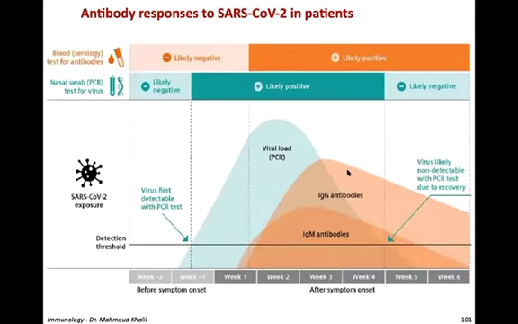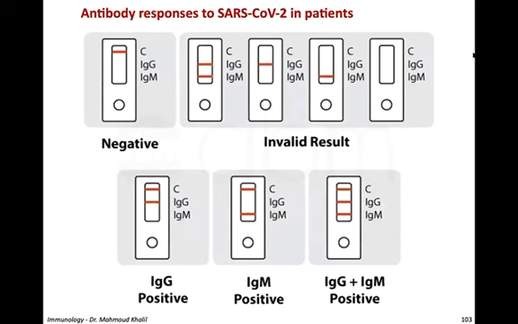This is the region, of course, where you can detect both antibodies. By the end of week 6 and so on, you can only detect immunoglobulin G. You can detect immunoglobulin M early if it's only immunoglobulin M that appears.